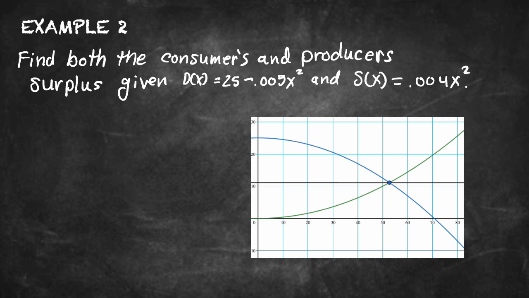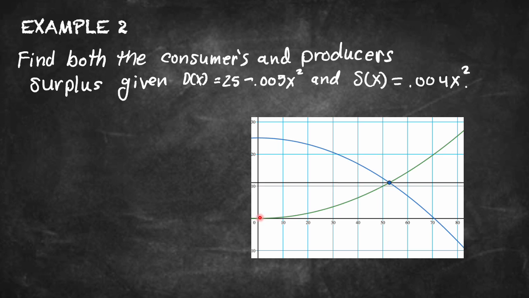In example 2, we're going to find the consumer's and the producer's surplus, and we're given the demand function and the supply function. Now I graphed both those functions ahead of time, so that you have a visual aid while we're doing this, looking at the graph. Now because we're going to be looking for area using integration, we need to find what this equilibrium point is so that we know what our upper limit of integration is.